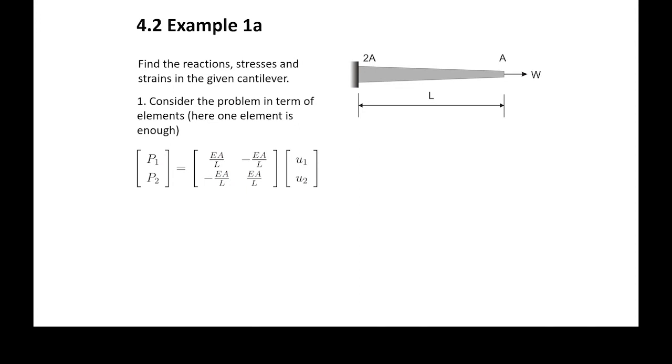Take the problem, we solve it first for 2a. So we take this a here as 2a, and we assume that the cross-section is 2a across the entire length. And then we solve for this 2a problem. And this will give us some numbers. And then we solve it again, for the second time, using a as the cross-section.